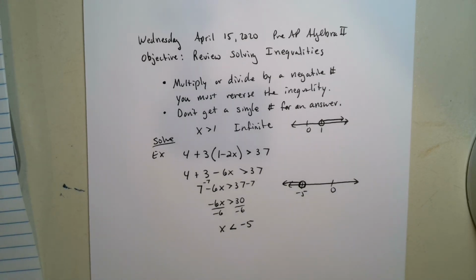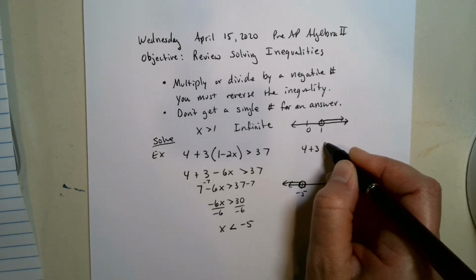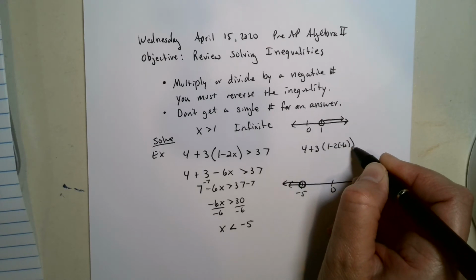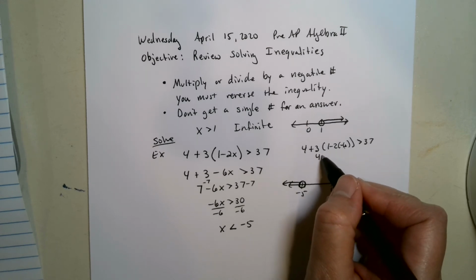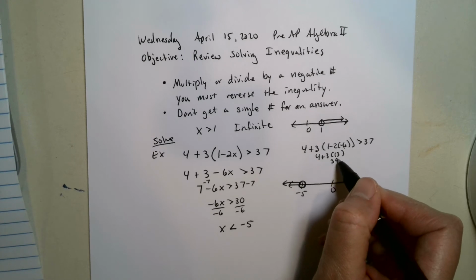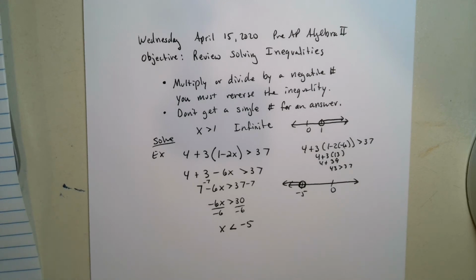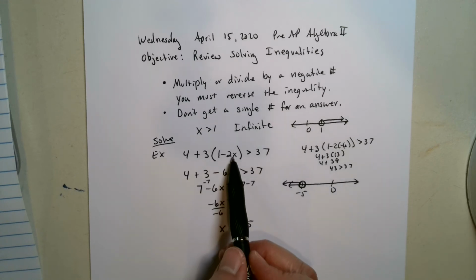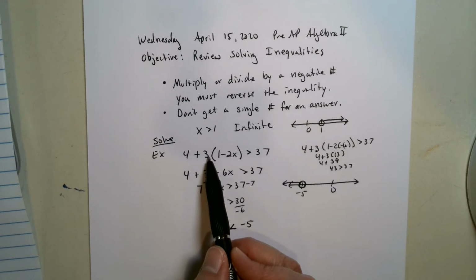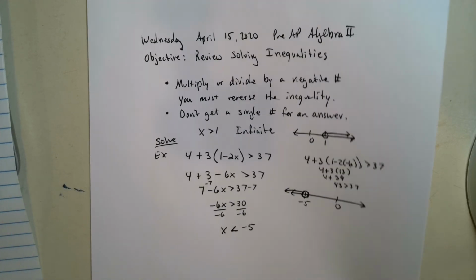And so if I want to check my work, I could pick a number less than negative 5, let's say negative 6. And I'm just going to plug in negative 6 and see if I get a number greater than 37. So this would be 12 plus 1 is 13. And 3 times 13 is 39. And 39 plus 4 is 43. And that is a number greater than 37. If I had not reversed the inequality symbol, I would be putting in things like 0. And if I put in 0, I end up with 4 plus 3 is 7, and 7 is not greater than 37. So if you multiply or divide by a negative, you need to reverse your inequality symbol.